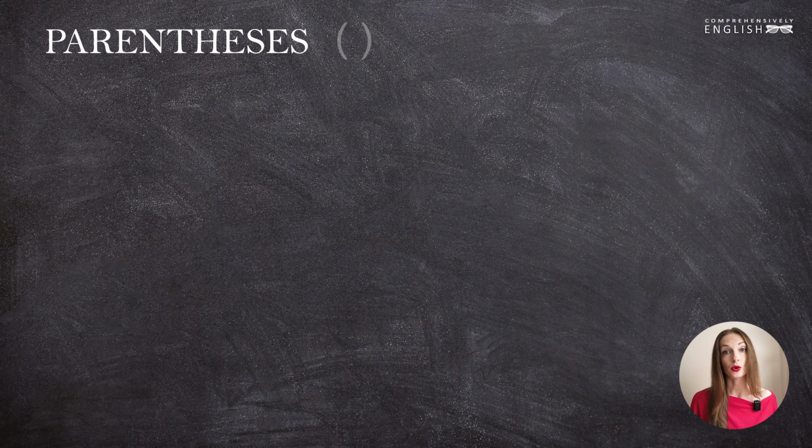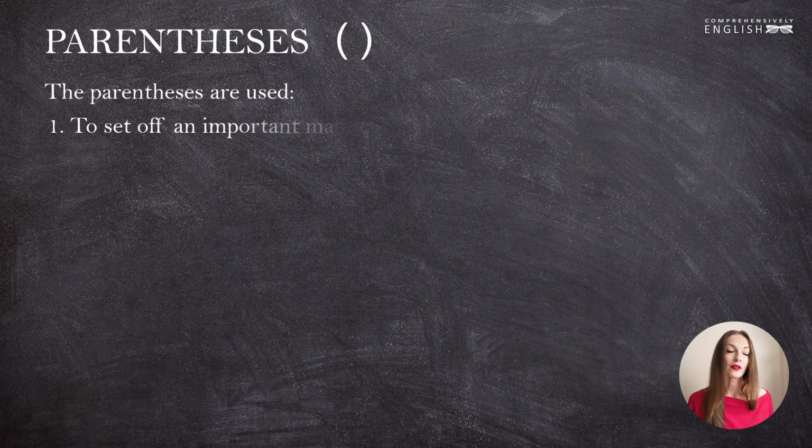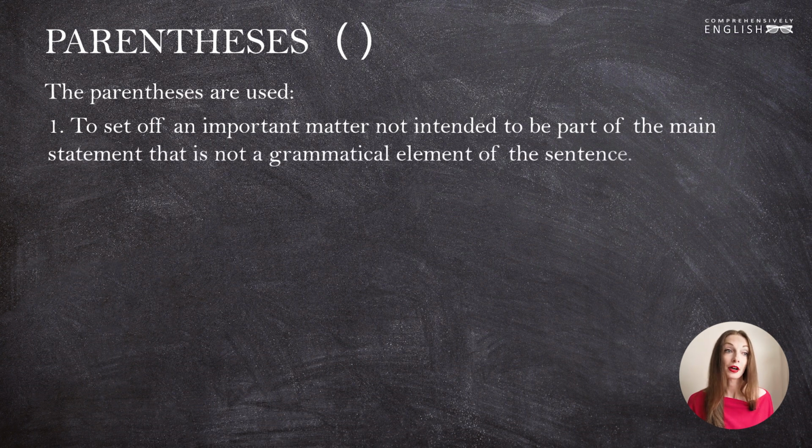You can find this punctuation mark under different names as well. As their shape suggests, they are also called round brackets. So when do we use the parentheses? We use parentheses to set off an important matter not intended to be part of the main statement that is not a grammatical element of the sentence.